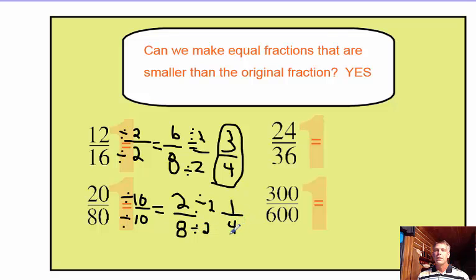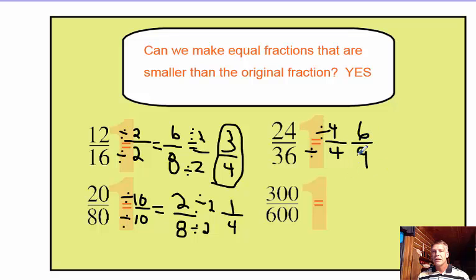All right, a couple more. What goes into 24 and 36? You're looking at it and you say, well, I know 4 does. So if I take out a 4, now 4 over 4 is the identity. I don't have it over the 1, but that's an identity. So 24 divided by 4, 6. 36 divided by 4, 9.